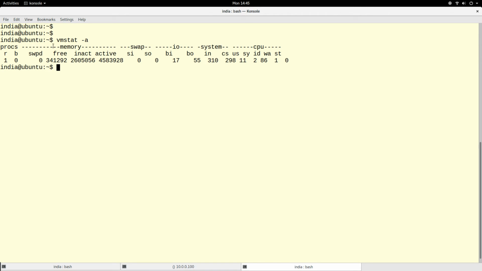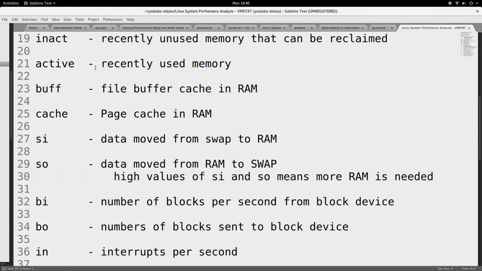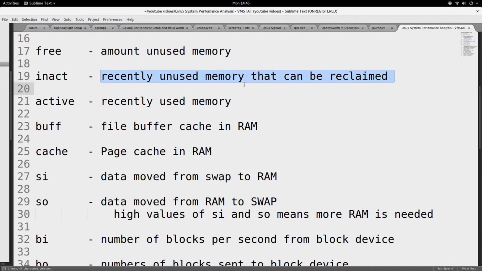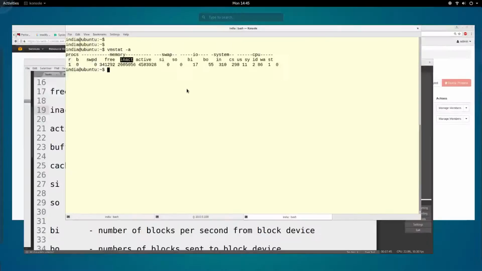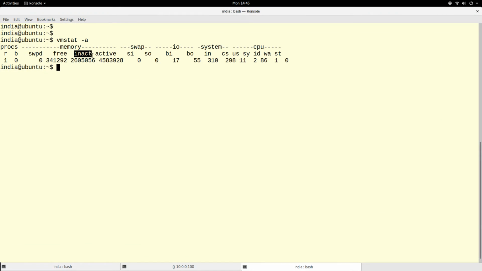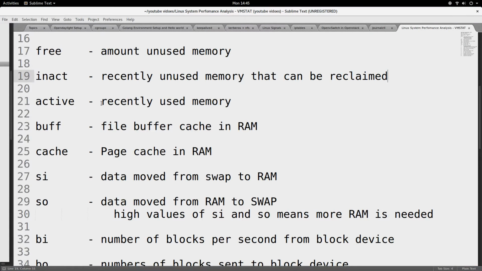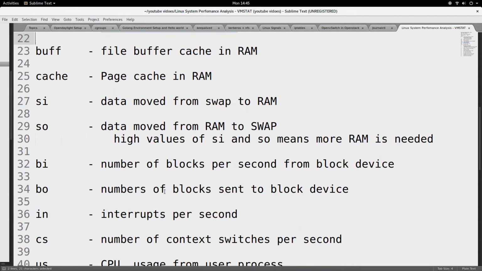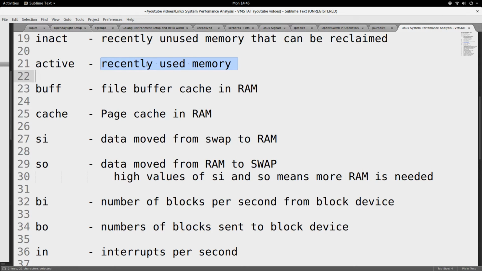What inactive means is recently unused memory that can be reclaimed. These are like maybe an application that has run and it has closed. So the memory unused by the application can be reclaimed. That is inactive. Active is recently used memory. Maybe an application that is running. So basically, memory that has been used recently.